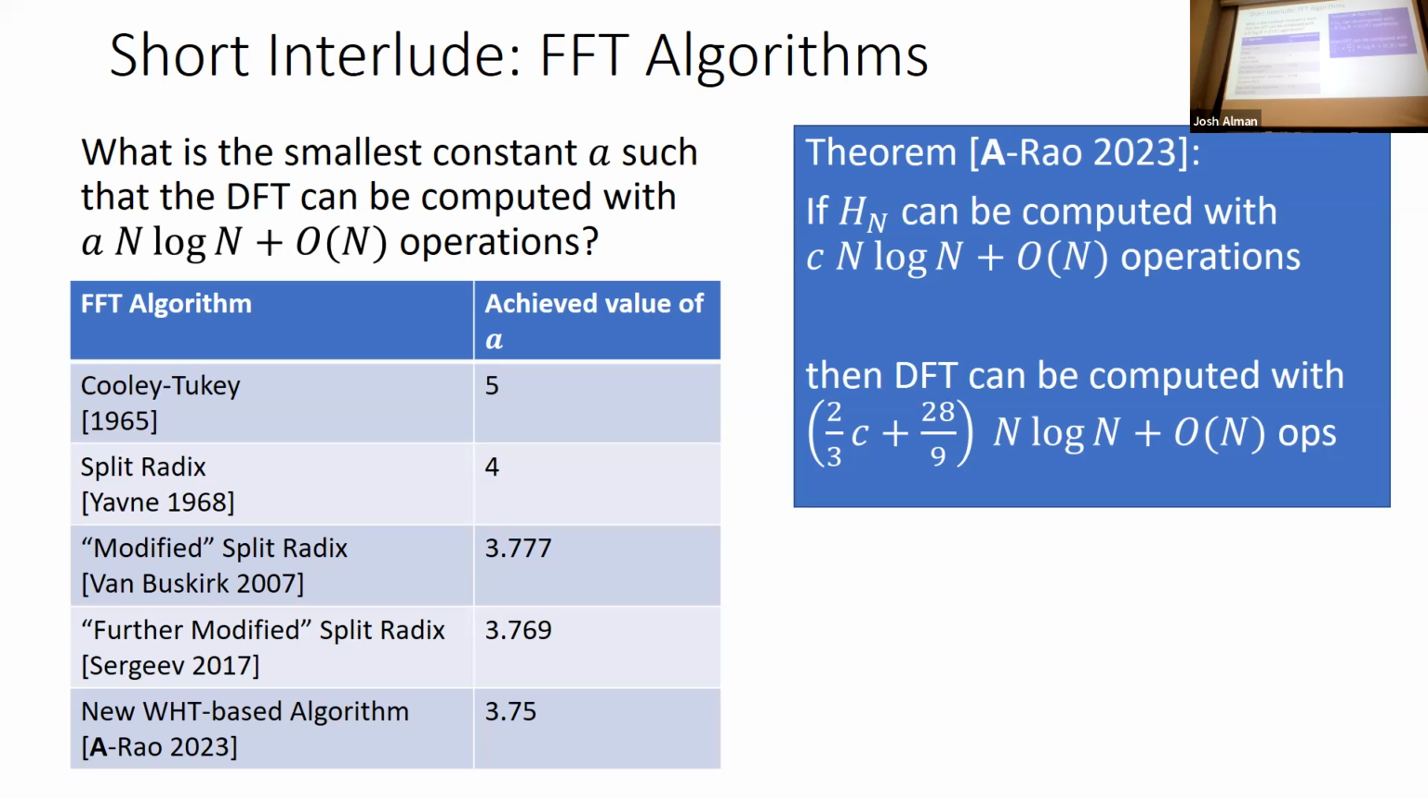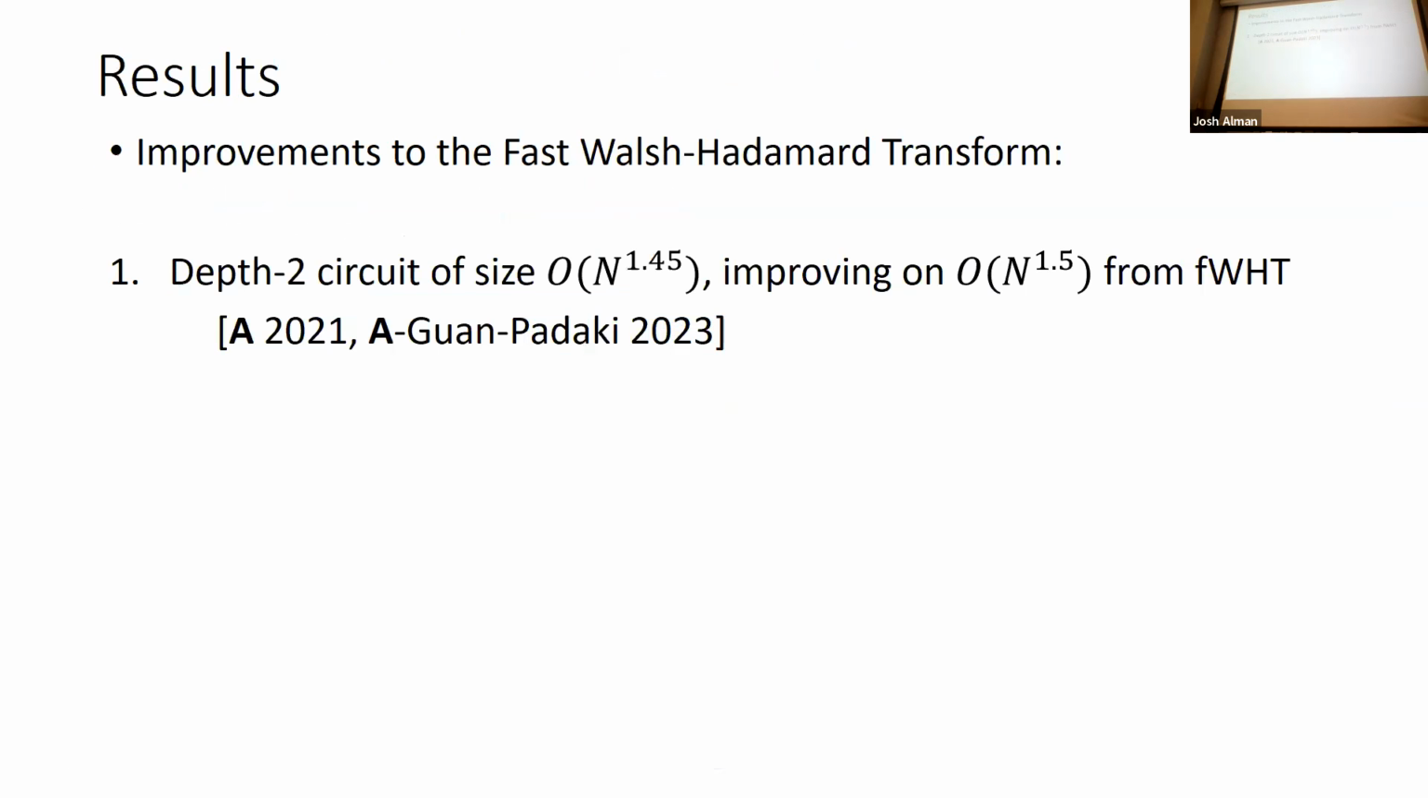Okay, so for the rest of my talk, let me tell you about how we get these better Hadamard transform algorithms. I'm going to start with the depth 2 circuit, and then the second one will build on these ideas. So I'm going to show you how to beat size n to the 1.5 with a depth 2 circuit for the Walsh-Hadamard transform. In the paper, we get n to the 1.45. In this talk, I'm just going to show you how to beat 1.5 a little bit, I'll get to about 1.49. It's the same high level idea, with a lot more details and tricks.